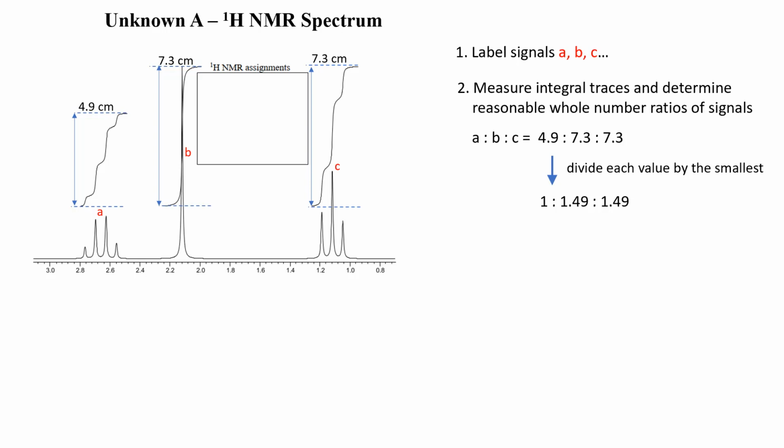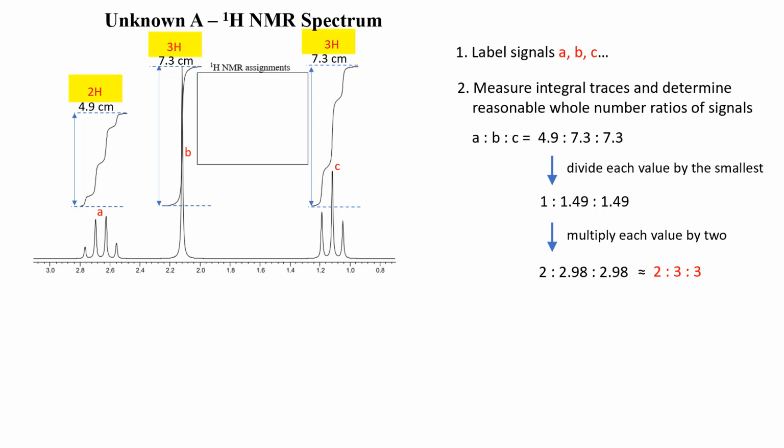If we were to multiply each one of these values by 2, we would get something that's very close to a whole number ratio. It's 2 to 2.98 to 2.98. That's essentially 2 to 3 to 3. This is the whole number ratio of the protons that are represented by signals A, B, and C. They're present in a 2 to 3 to 3 ratio. I'm going to write these numbers above each one of the signals in red, 2H, 3H, and 3H.